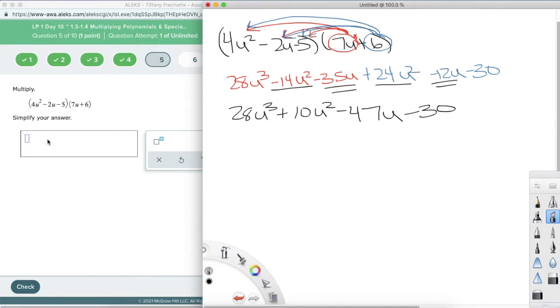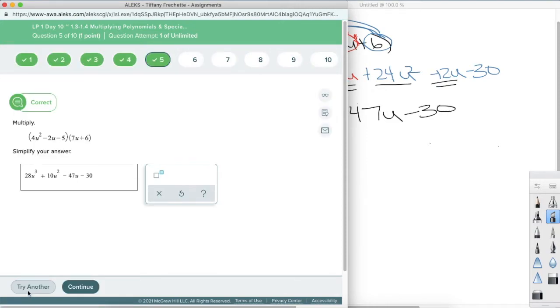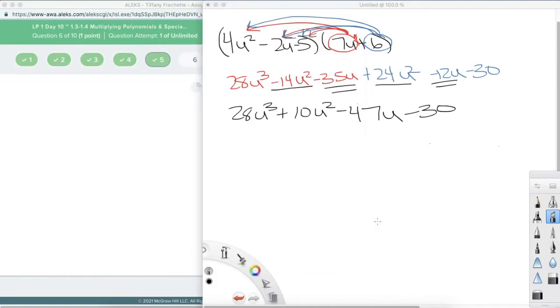All right, so now I have to keep going back and forth. 28u cubed plus 10u squared minus 47u. Whoopsie. I forgot to hit my over arrow. Minus 47u minus 30. All right. Yay. Let's keep on moving here. I'm going to scooch this back down just a little bit.